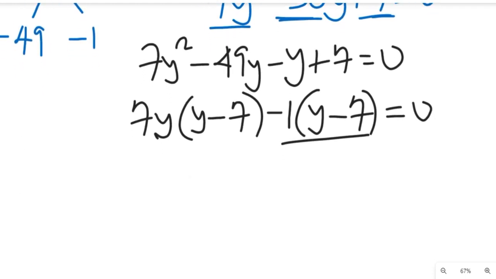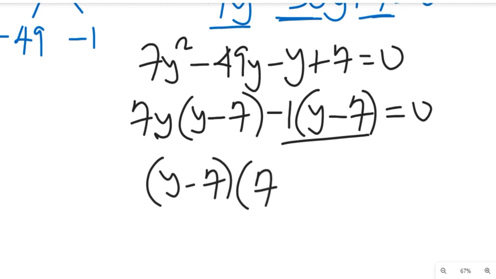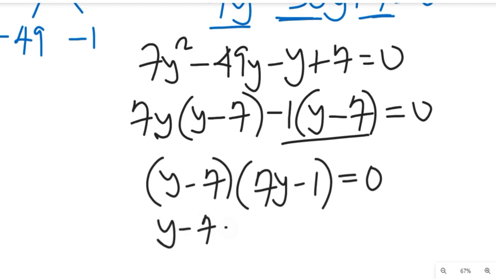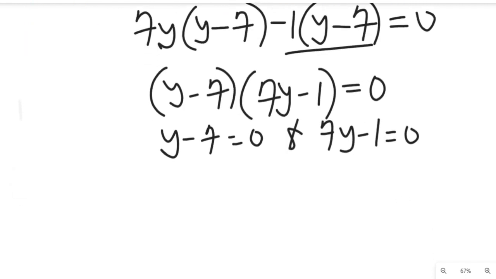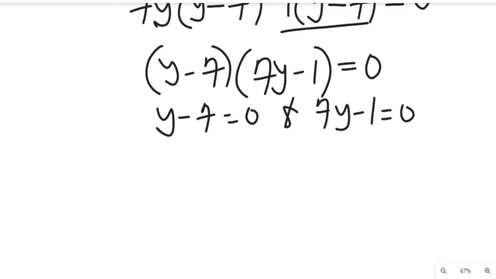Now we'll go forward to simplify this further. What is common? We'll have y minus 7 is common, bring it out. Then we'll have 7y minus 1, and this will be equal to 0. So from here we can say y minus 7 is equal to 0, and we'll have our 7y minus 1 equal to 0. So what we simply do is to find the value of y. So from here, our y will be equal to 7, and our 7y will be equal to 1.